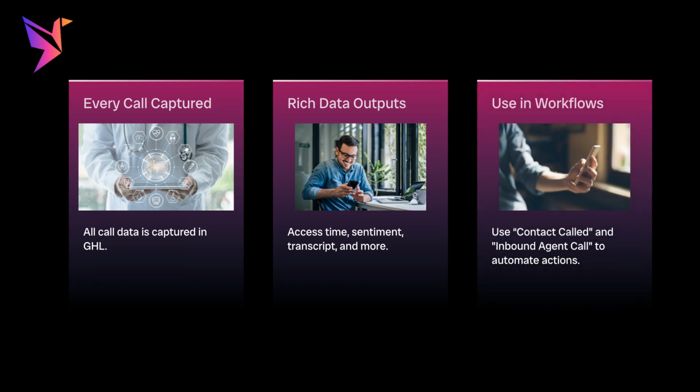Inside GHL, you can access all of this data through Ava's contact called trigger for outbound calls and inbound agent call for inbound calls. From there, you can use workflow actions like add note or update contact field to automatically store the call summary, insert key details into the contact record, or trigger logic based on how the call went.